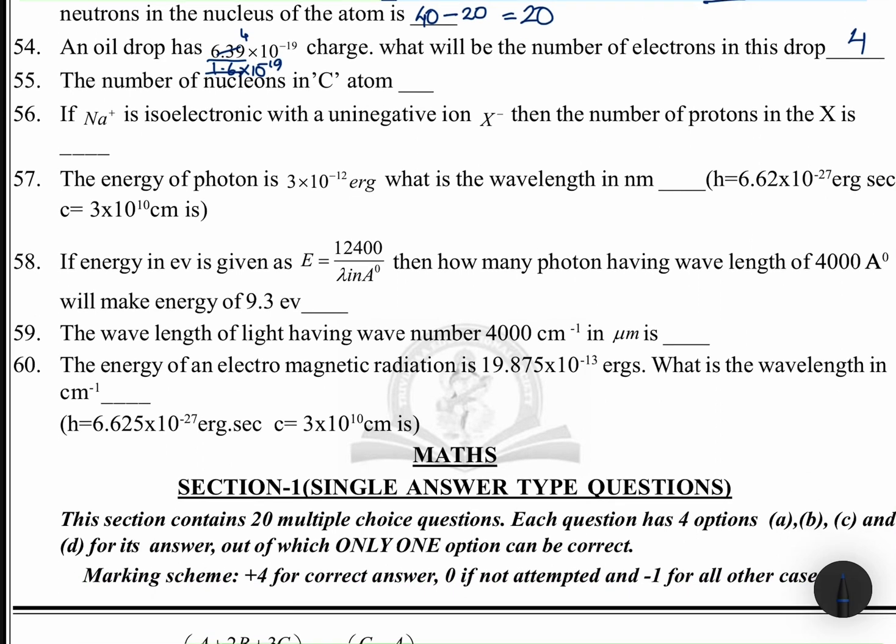The number of nucleons in a carbon atom. In a carbon atom the number of nucleons will be 12. Very simple. 6 protons and 6 neutrons.